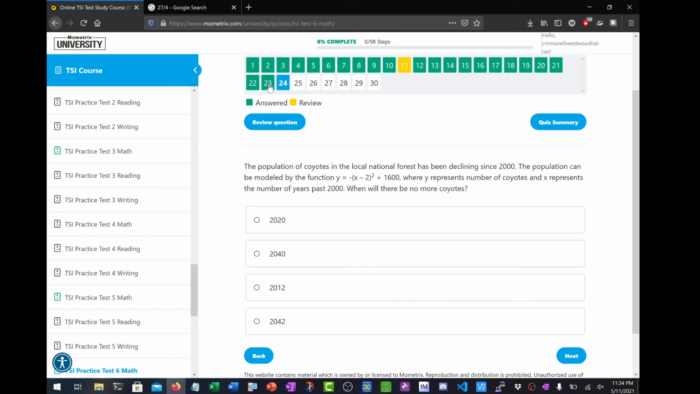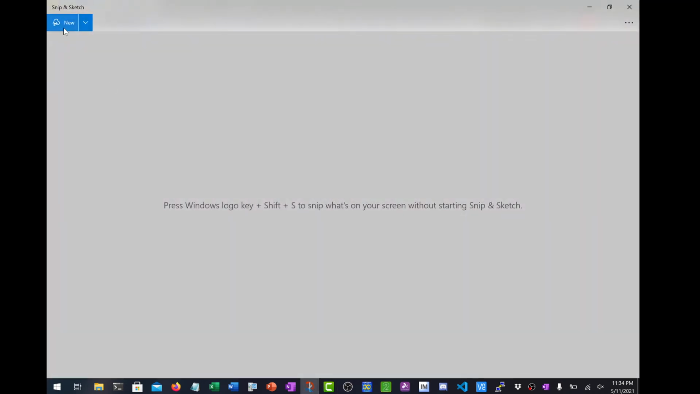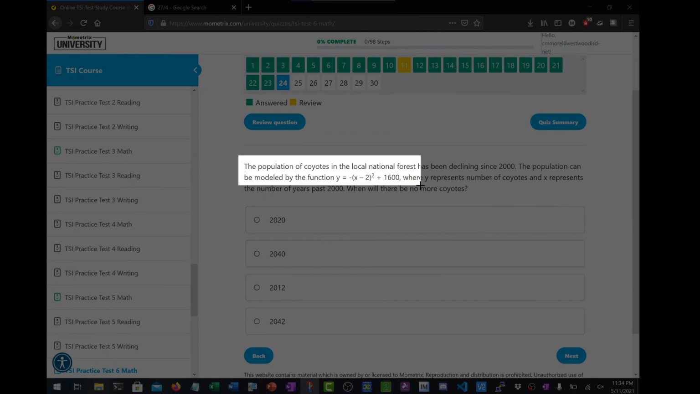Okay, here we're on number 24. It's talking about coyotes. So we're going to grab this problem. We need to chop it up.